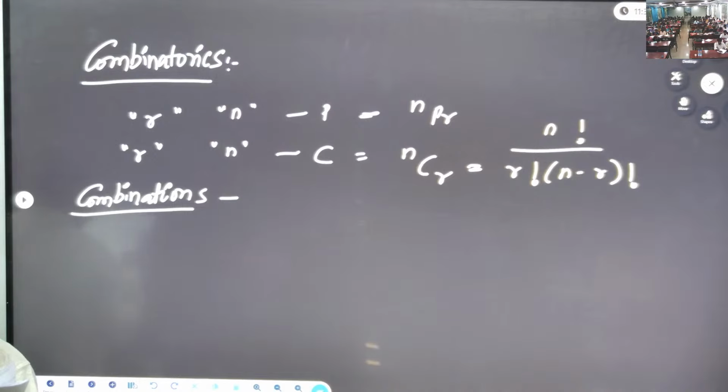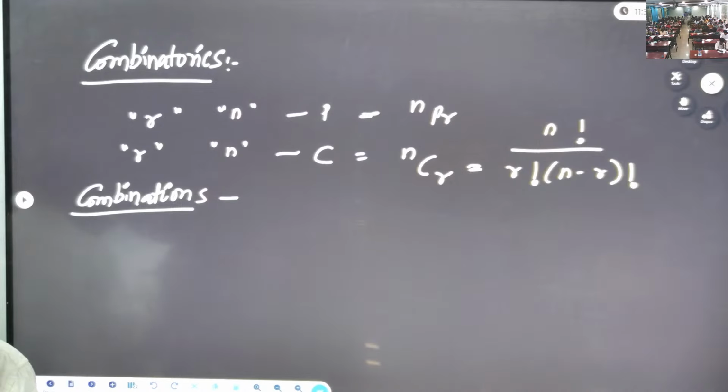If you have to choose a 3-person committee from 5 persons, what is the combination, or what are the combinations?